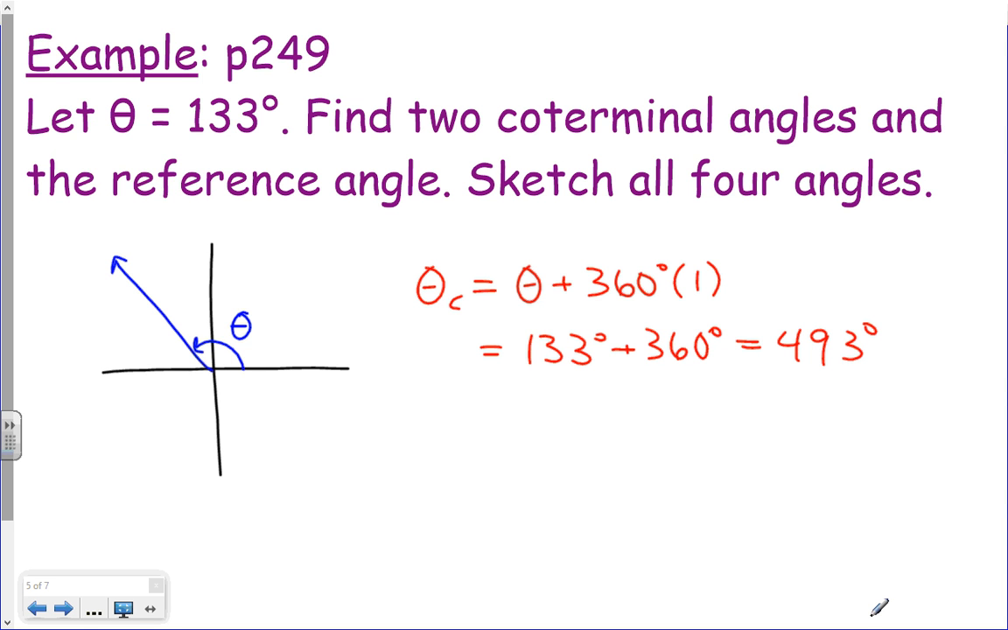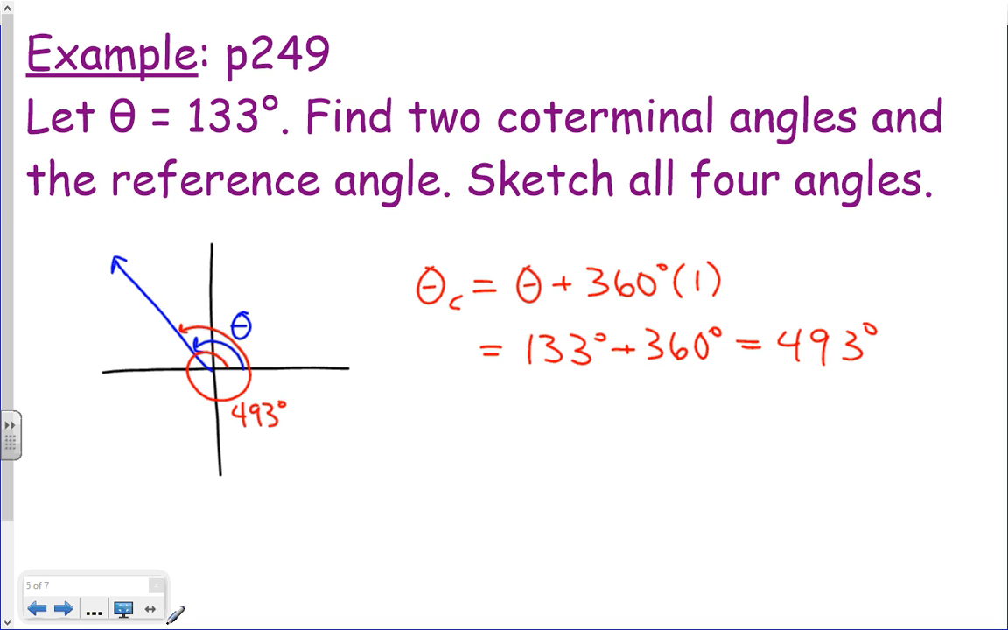If I want to sketch this on the same graph, there will be a lot going on here, but I'll try to sketch it. 493 means, again, it has to start at the initial side, so it starts here at the positive x-axis. It goes all the way around once, and then ends at that terminal side. All right, this is 493 degrees. Since I'm going to have a couple of coterminal angles, I'm just going to use the number to indicate it rather than writing theta sub c.